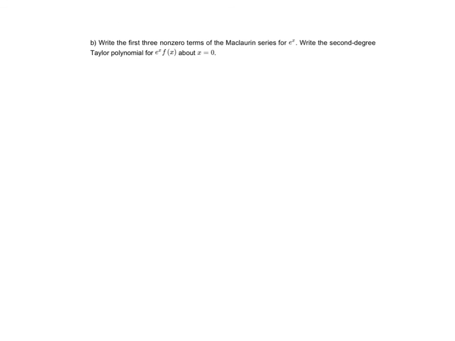Okay, so this next one says write the first three non-zero terms in the Maclaurin series for e to the x, and then write the second degree Taylor polynomial for e to the x times f of x when x equals 0. First we'll need our previous f of x. So that's this here. Oh, wait, that's not enough. Sorry.